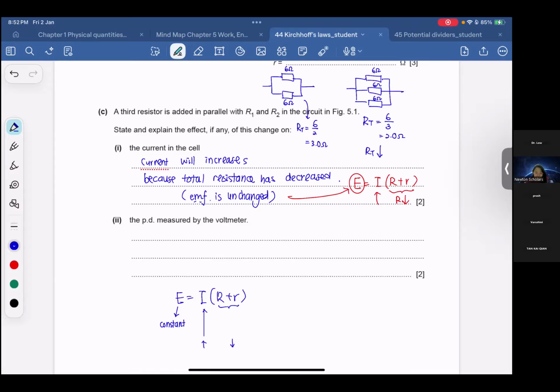Well, no. Voltmeter will change. E equals V plus IR. So this is the reading from the voltmeter. E is unchanged. Okay.